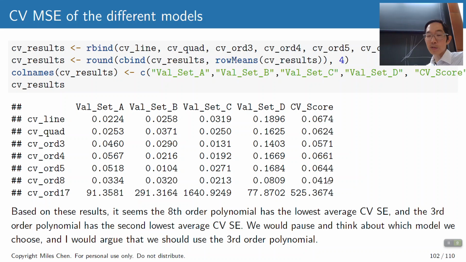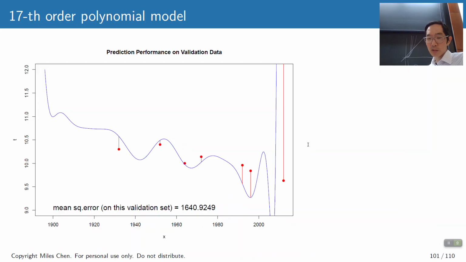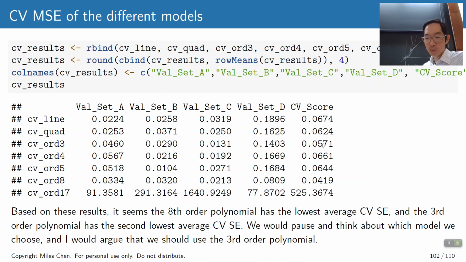So if we went strictly off of cross-validation score, we'd go with the 8th order one, okay? But I would probably say the 3rd order one is a little bit better. One thing that is responsible for the fact that the 8th order polynomial seems to be the best performing one is that on validation set D, its score is 0.08 versus the other ones are 0.168, 0.166, 0.140. What do you think is going on? Why do you think validation set D is so much higher than validation sets A, B, and C? Any guesses?